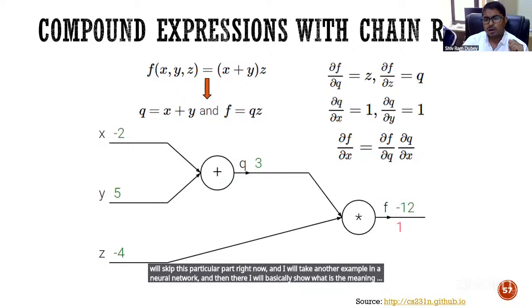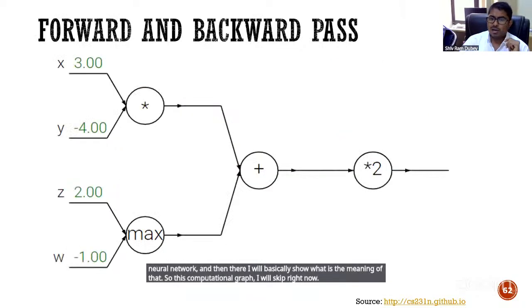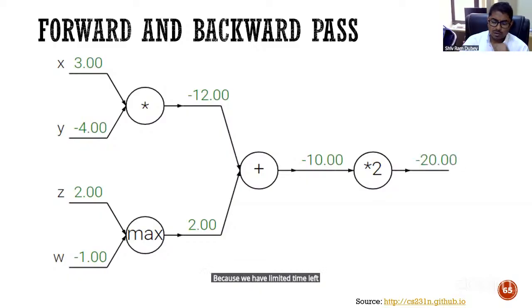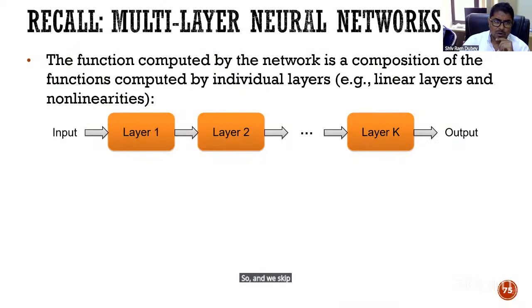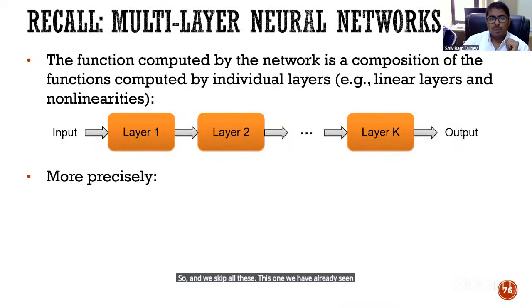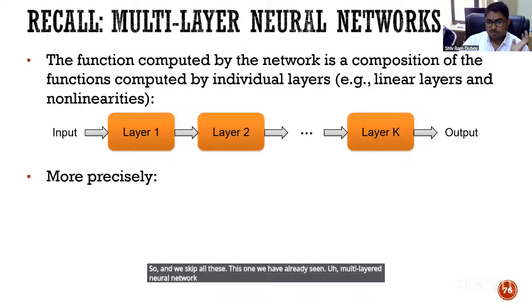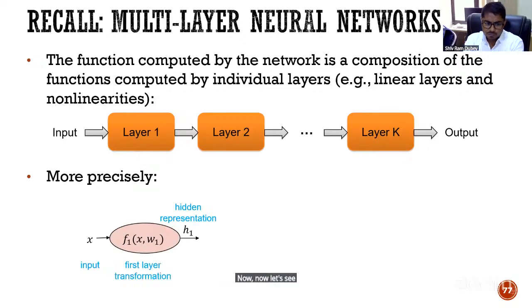This computational graph I will skip right now because we have limited time left. I will show that using the equation form. So I will skip all these. This one we have already seen. The multi-layer neural network we have just seen. So now let's see here.